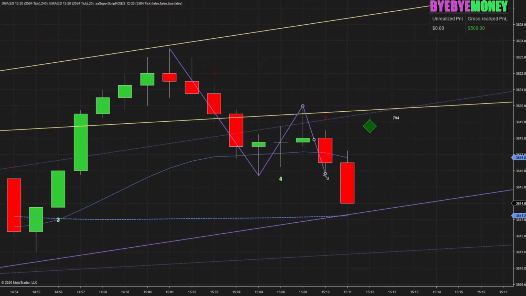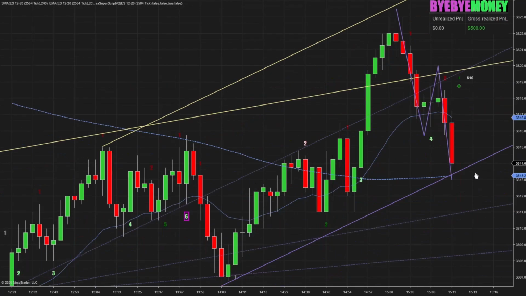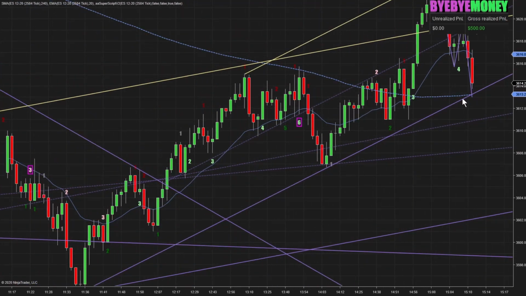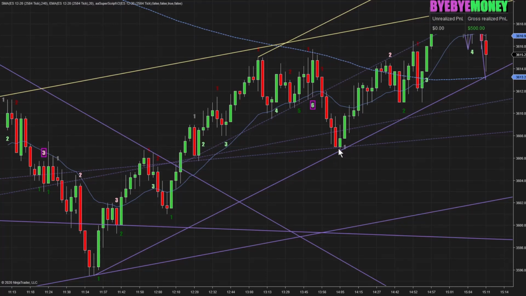Looking for a two-legged pullback. A, B, C. Bottom of this trend line plus 240 SMA confluence. Trend line is created by this pivot and this pivot.